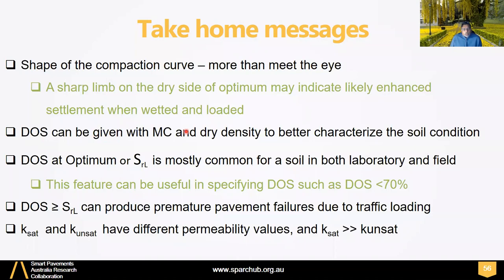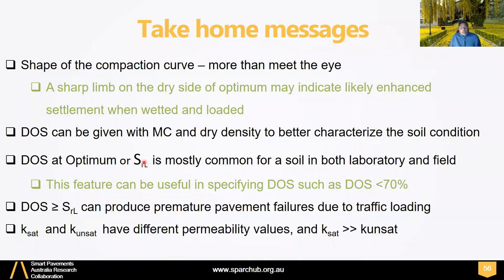characteristic to be used. If you have these two things measured, you can calculate DOS easily. You need these two parameters, and specific gravity you may need to assume. So you can do that. DOS at optimum and SRL is common for a soil in both laboratory and field. So when we calculate the DOS at optimum or SRL, 80%, 90%, that's common even in the field. In the field, we don't know the compaction level, but DOS will be the same.